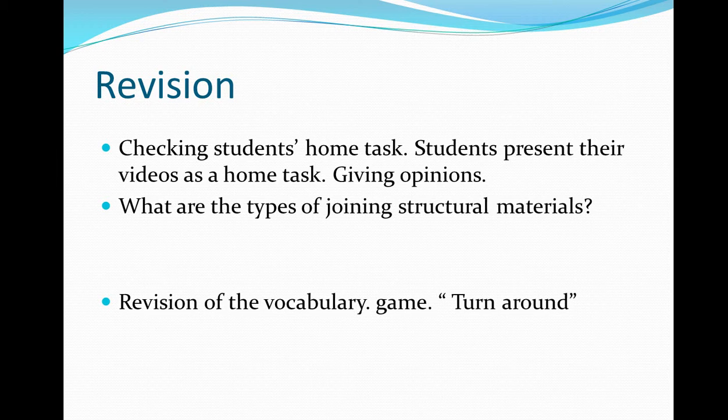Revision. Your task for self-preparation work was to make a video about the structural parts of the aircraft and the materials which can be used in the structure of the aircraft. So let us discuss your videos and let us answer the question: what are the types of joining structural materials? What materials are used in aviation in order to construct the aircraft? And after that, we are going to revise the vocabulary using the game Turn Around.